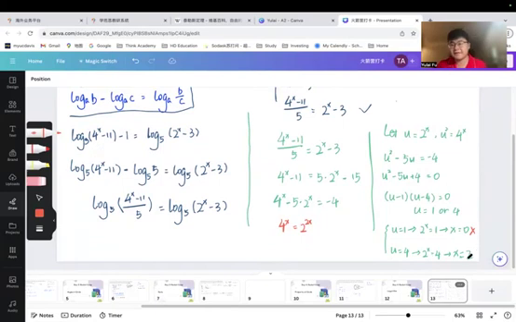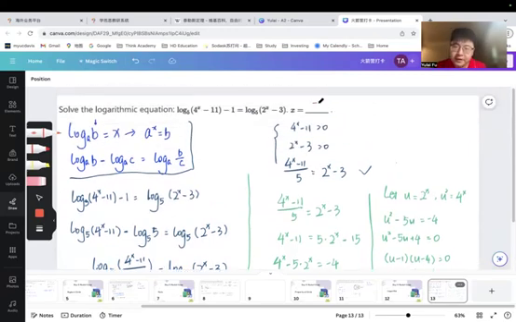Can we use x equals 2? Yes. 4 to the power of 2 is 16, and 16 minus 11 is still greater than 0. And 2 to the power of 2 is 4, and 4 minus 3 is still greater than 0. So we can use x equals 2. The final answer is 2.